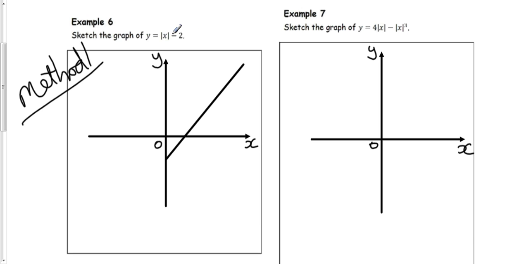So I'm ignoring the mod signs for now. It would cross the x-axis when x is 2, y would be 0, and it goes to the y-axis when x is 0, y would be minus 2.